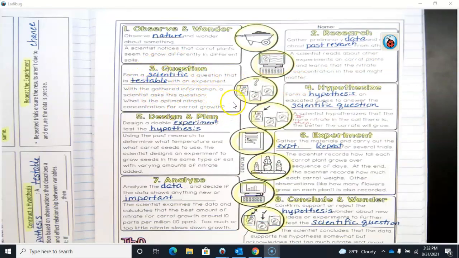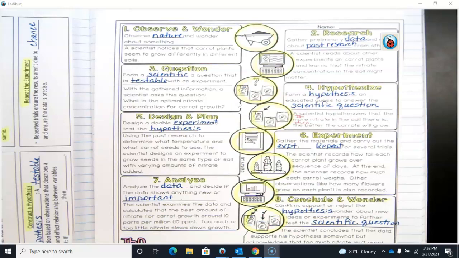You're going to form a scientific question that is testable with an experiment. So for example, with the gathered information, a scientist asks this question: what is the optimal nitrate concentration for carrot growth? Optimal means best.